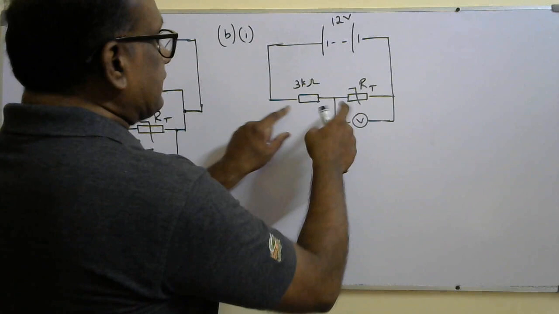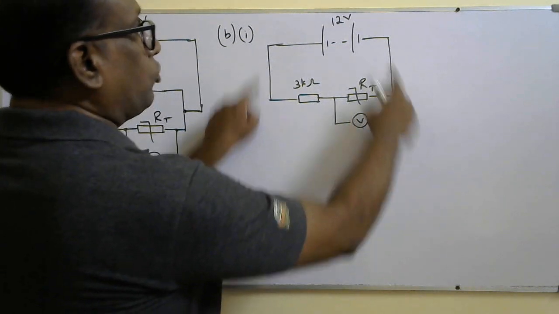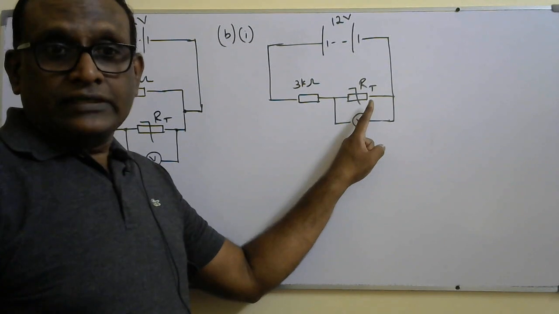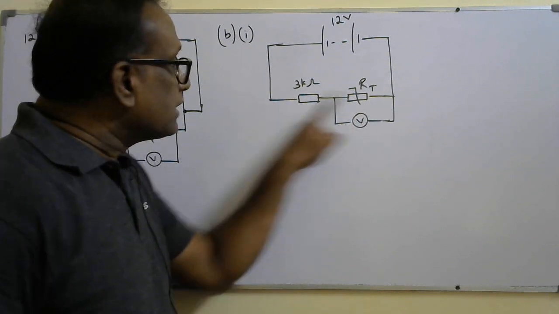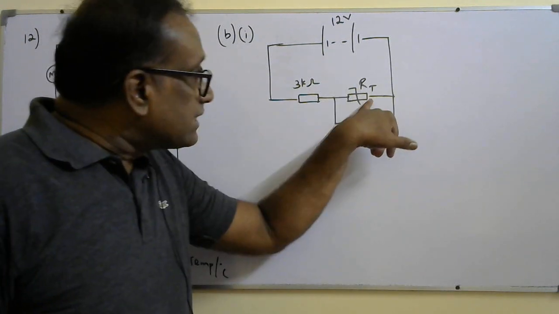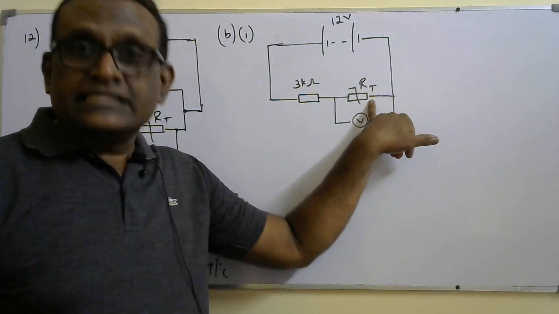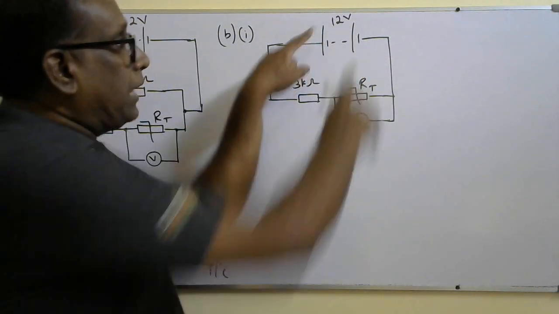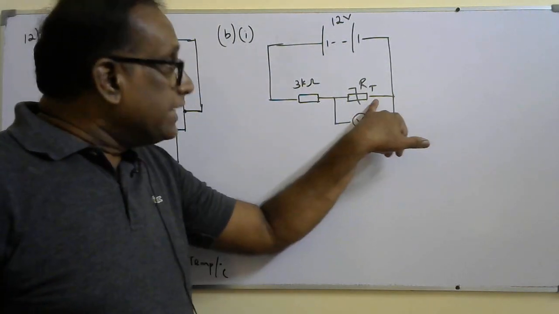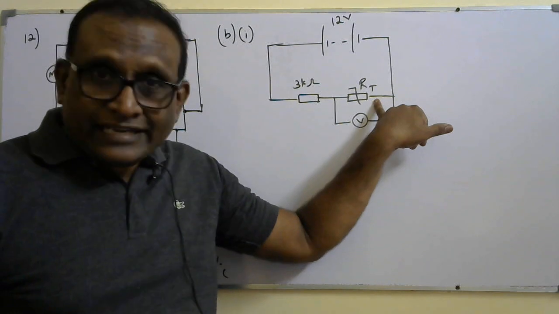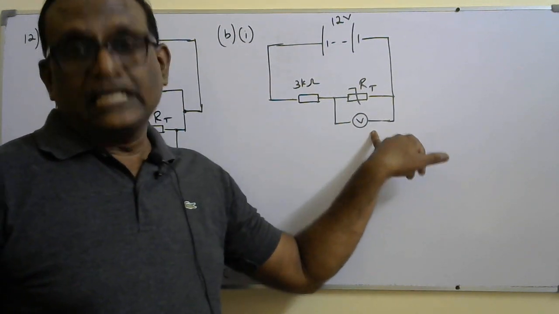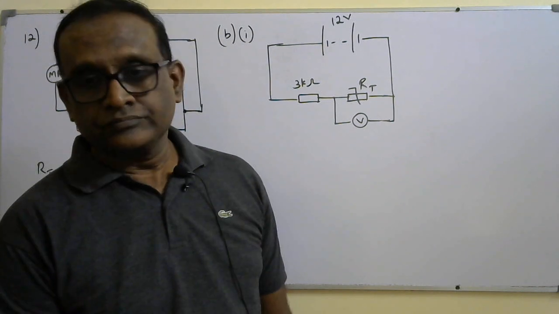The total voltage across both is 12 volts. They are connected in series, so the total voltage will be divided across these two components in the ratio of their resistances. Since the resistance of the thermistor increases and the total voltage applied across them remains constant, what happens? The voltage across the thermistor will increase when the temperature decreases. Therefore, the voltmeter reading will increase.